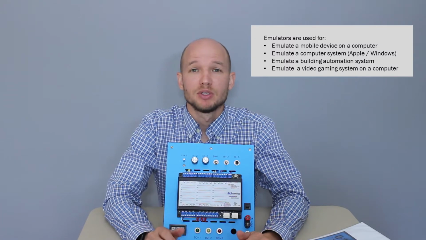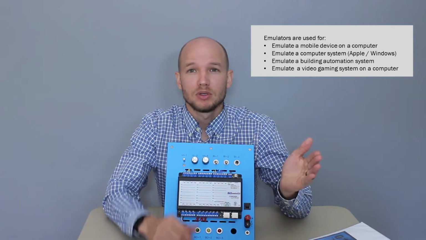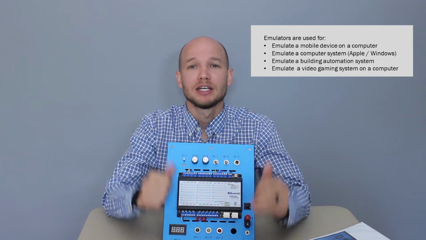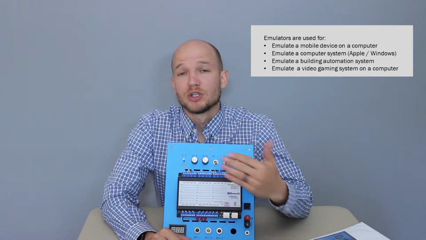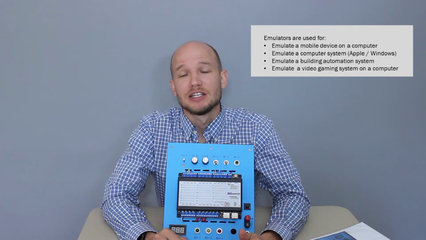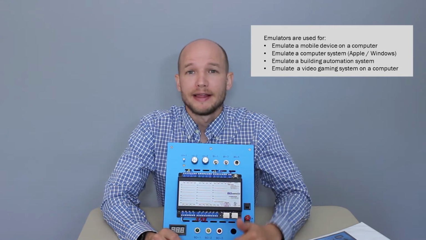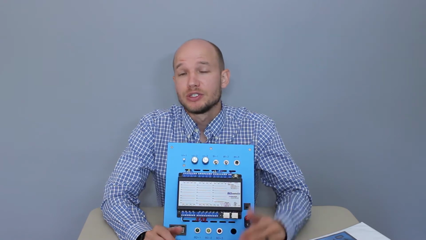The second way is computer systems. Macintosh, Apple, and Windows PC, I've seen them emulated on each other. Emulating a building automation system, what we're doing today. On the next slide, we'll talk about some of the advantages for this. And then the last one I've seen is emulating video gaming systems on computers. So these are just a few that came to my mind. There's many other different ways you can use emulators.